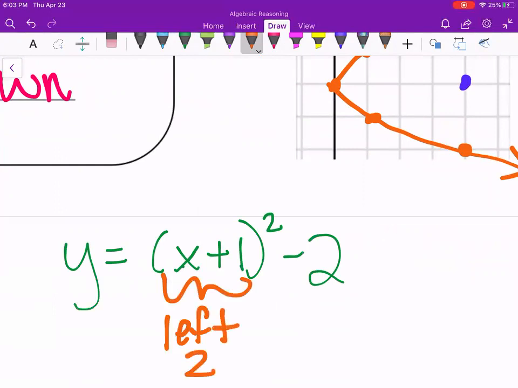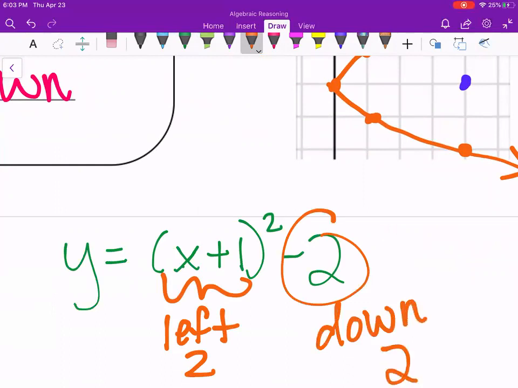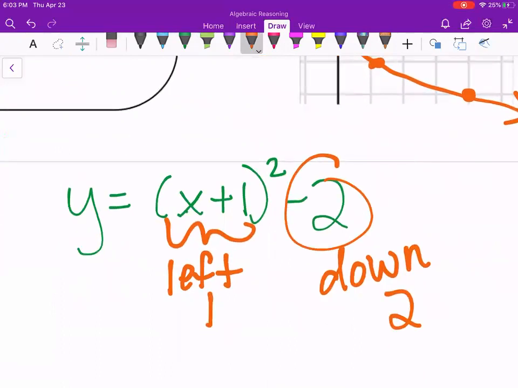Outsiders tell the truth, outsiders are honest, which would mean minus really does in fact mean we're going down. Sorry, that shouldn't be left 2, it should be left 1. Sorry about that. But we could have a combination of the two. So it's just a matter of what's going on in the parentheses or inside the square root, what's going on outside the parentheses or outside the square root.